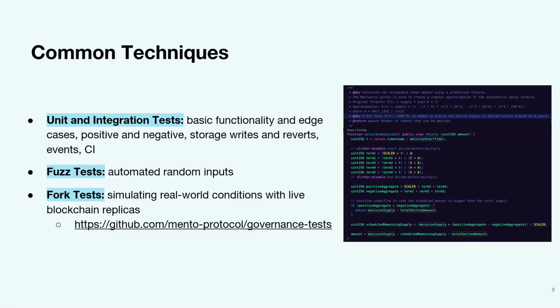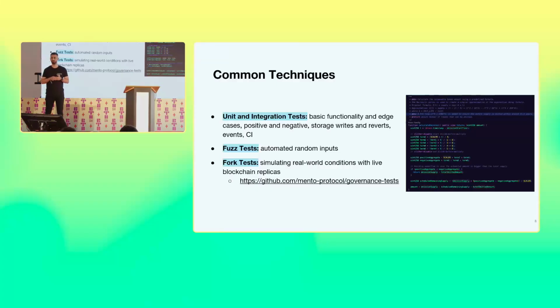So you can use fork testing to simulate real-world blockchain conditions with live blockchain replicas. We have a dedicated repo for this purpose. It is open source. You can check it out. And in that repo, we have some fork tests that simulate user actions against our live deployed contracts. We run those tests automatically and periodically, and if something breaks because of the evolving blockchain state or maybe an update to a third party, we will get notified.